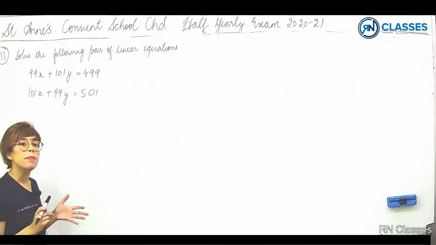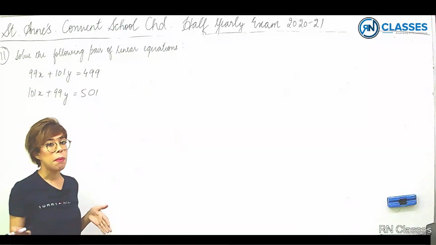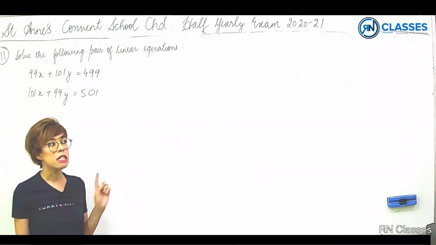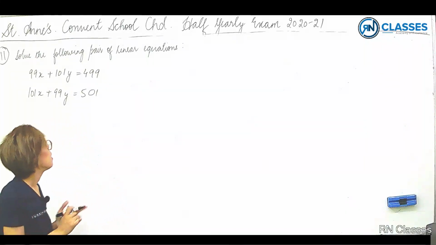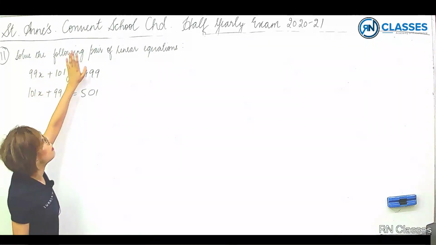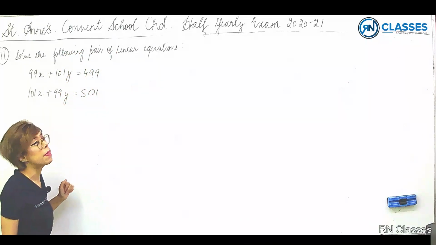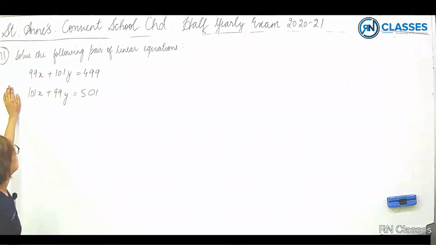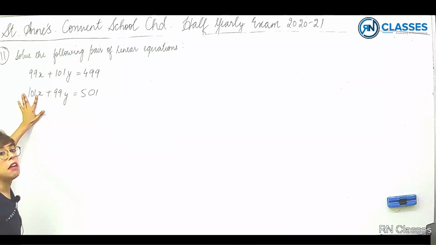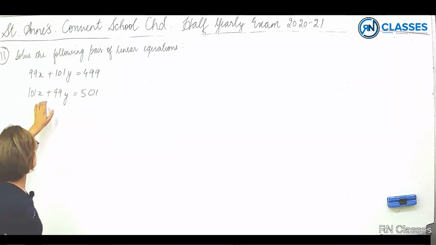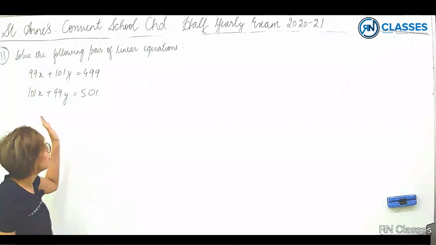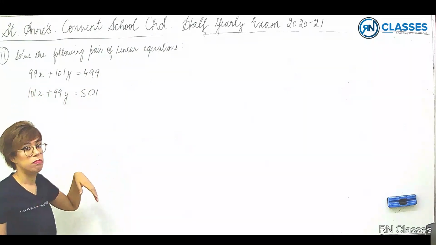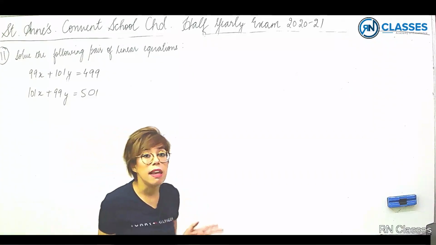Alright, so the next one. Now it's the subjective part that is beginning, and the next 3 will be 2-mark questions. So let's begin. He says solve the following pair of linear equations. Now the problem is the coefficients 99, 101. If I want to make the coefficient of x equal, I will need to multiply this equation by 101 and this equation by 99. Quite a big deal, right?